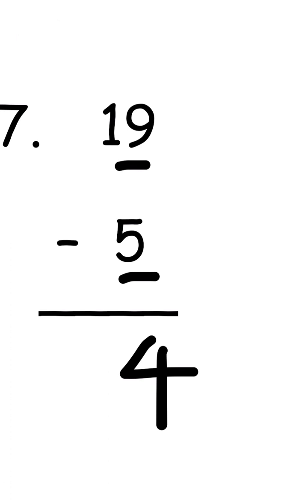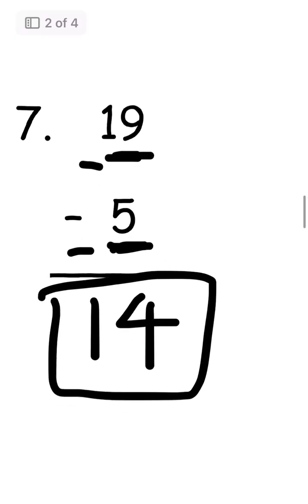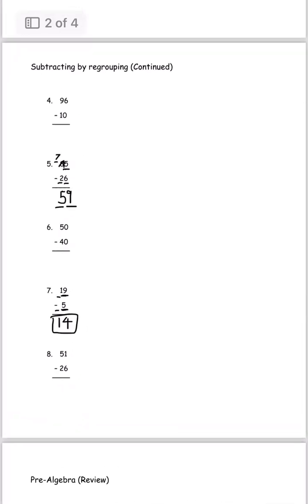When I'm saying the bottom number is less than the top number, I'm talking about the number in the ones place over here, because we're first subtracting the numbers in the ones place, right? So I'm talking about these ones. Since 5 is less than 9, we don't have to regroup. So it's 4, and 1 minus 0 is 1. So it's 14. So 14 is the right answer for number 7.